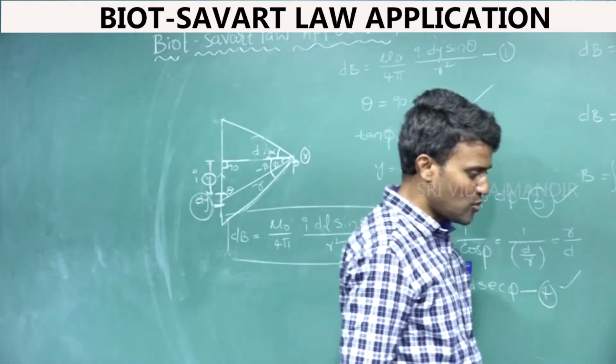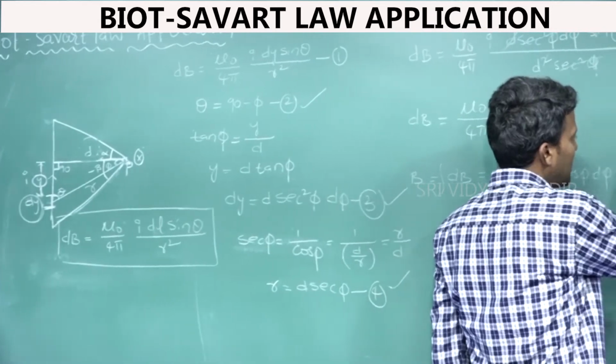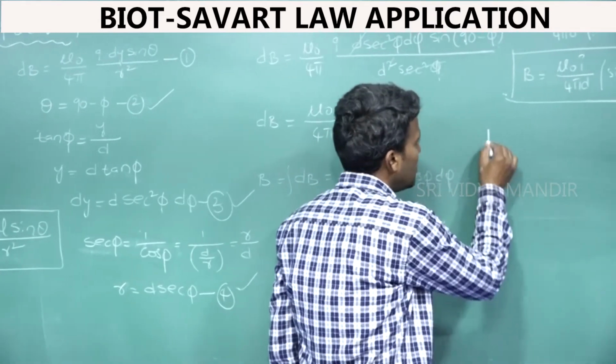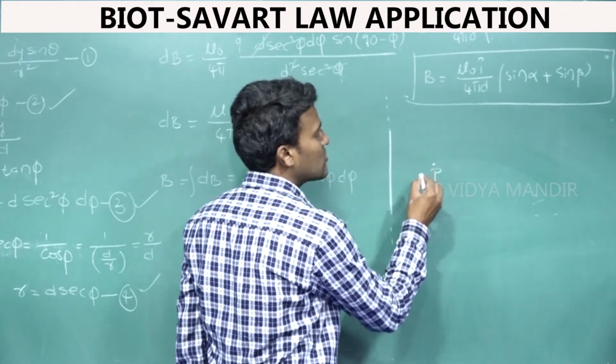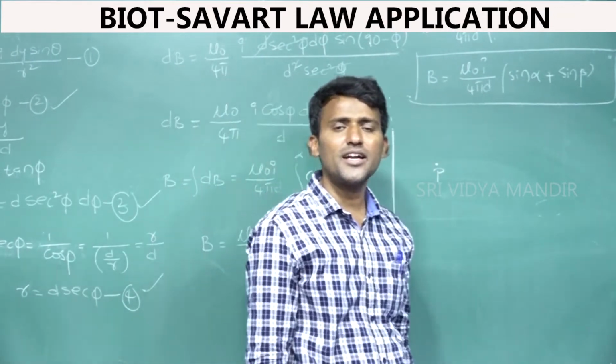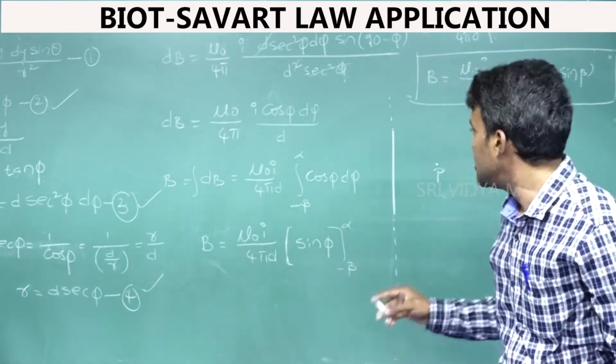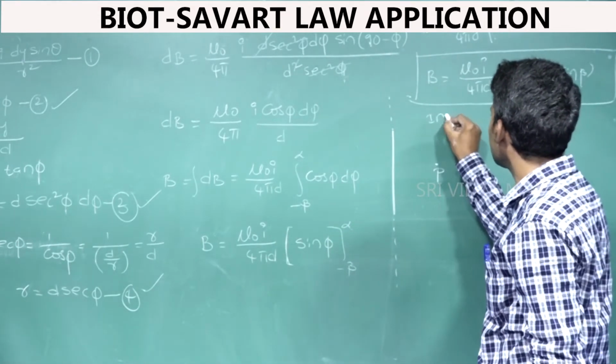For example, if the conductor is an infinite conductor, I am taking an infinite conductor. Now this is the magnetic field we are calculating, the magnetic field at a point P due to the infinite conductor.